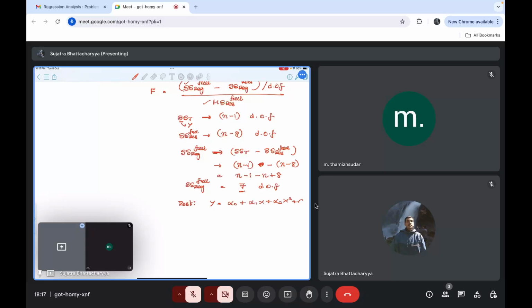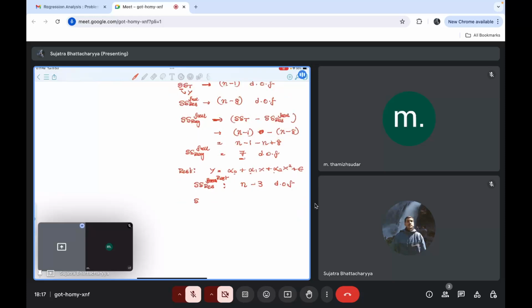Single quadratic model. How many parameters? 3. Fine. So SS residual. Let us find SS residual first. How many degrees of freedom? N minus number of parameters. 1, 2, 3. This many degrees of freedom for SS residual of the, not the full, but the restricted model.